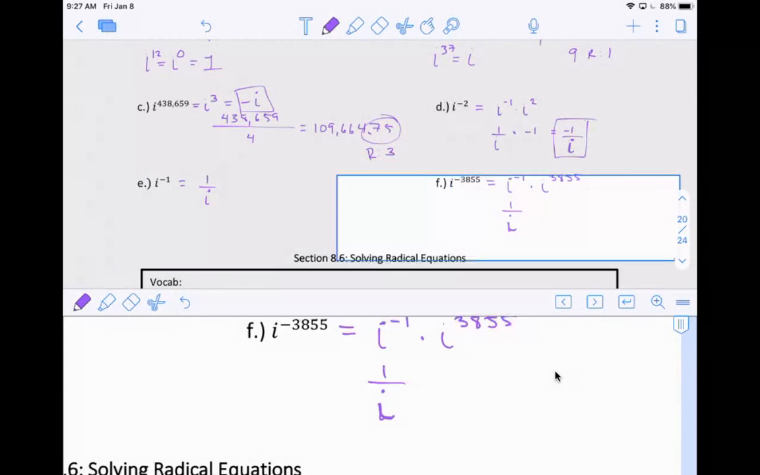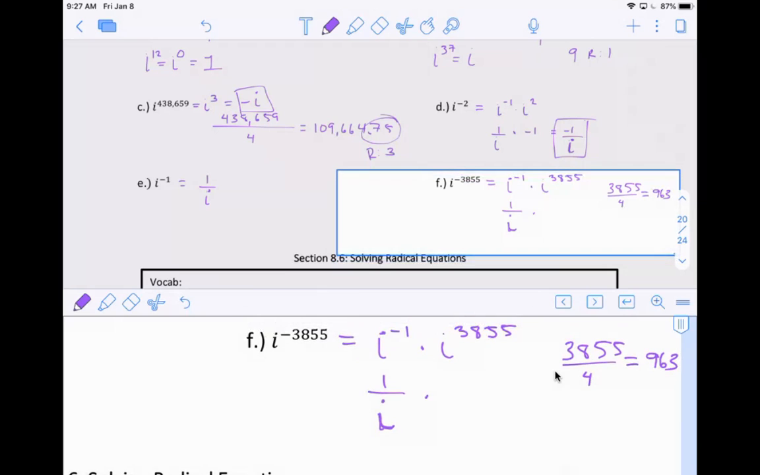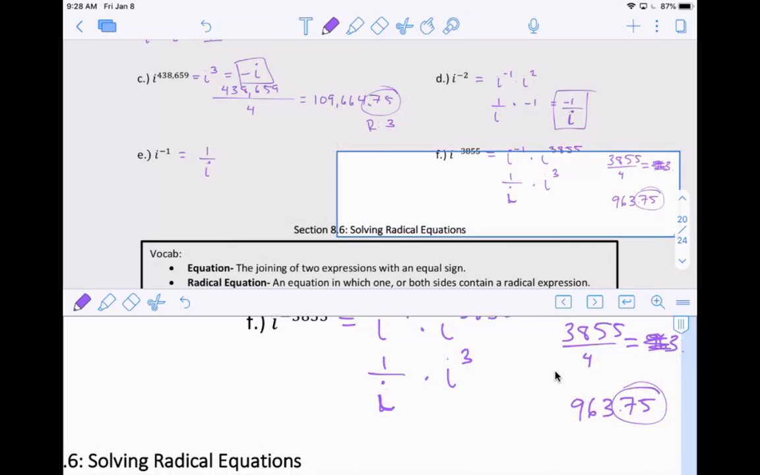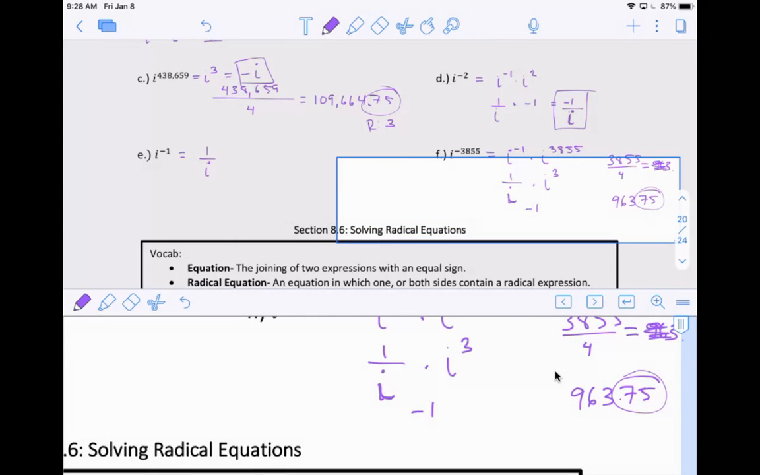We would want to rationalize these. Sorry, I'll come back to that. But let's figure out what is 3855 divided by 4. 3855 divided by 4 is 963.75. Which means, great, it's 963 cycles in, but we really care about the remainder. So this is equal to i to the 3rd. Now that is a negative i, so we have negative i over i. What does that do? Negative 1 as our final answer.